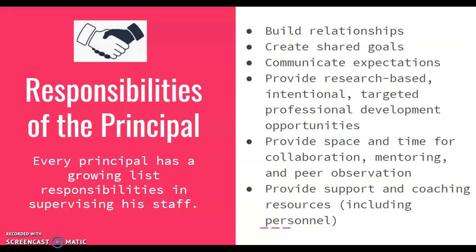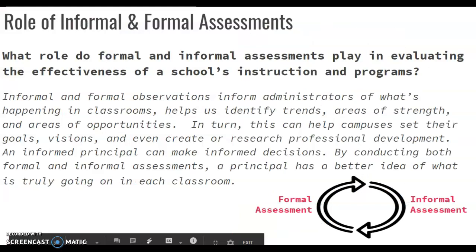We need to provide space and time for collaboration, mentoring, and peer observation, which is becoming more and more popular and proving to be more and more effective. And I think some of these things are some key things that the principal in our case study missed. And then, of course, we need to provide support along the way and coaching resources, and that includes personnel if that's what's needed. So a lead teacher on campus, a literacy coach, a math coach, the principal and APs themselves, perhaps mentoring and coaching. Always mentoring and coaching. I think these are some key things that need to be definitely addressed in this case study.